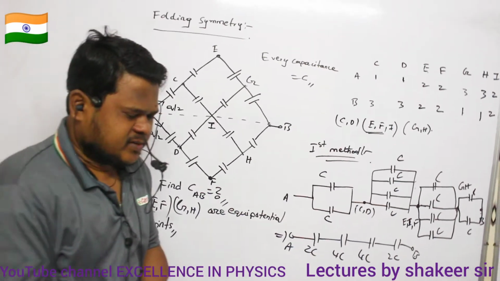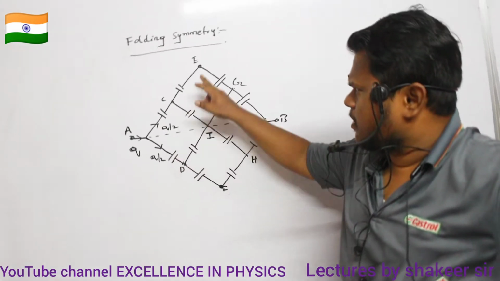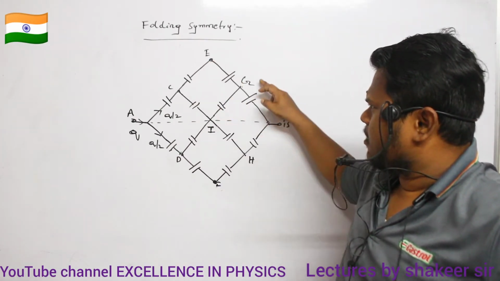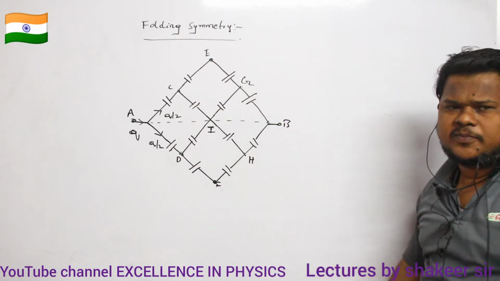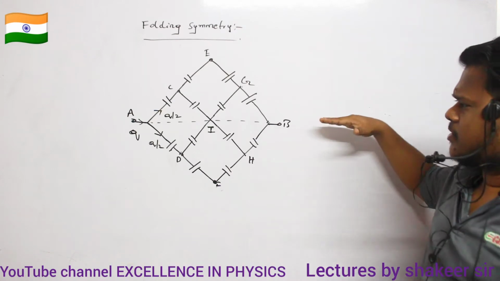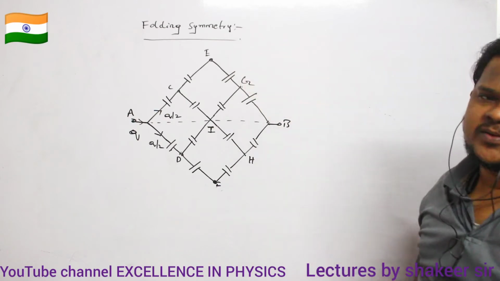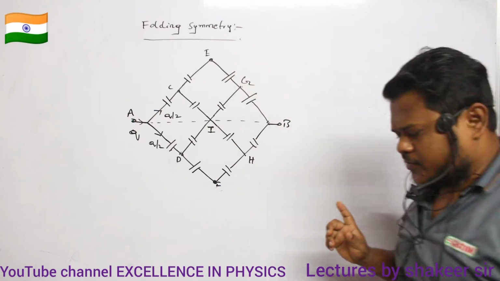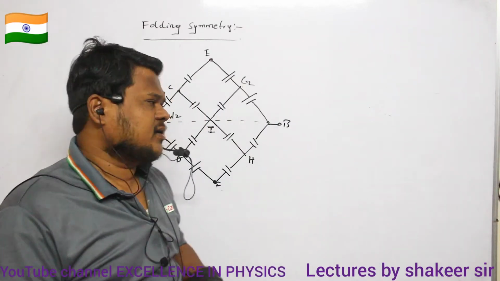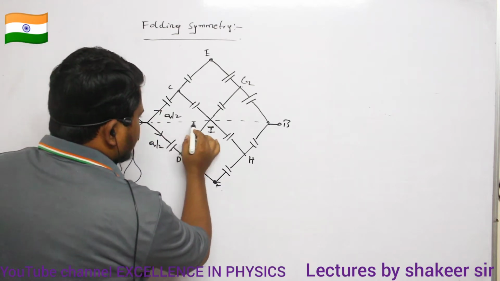Okay? First, make a note up to here. C comma D, E, I, and F, similarly G and H. These pairs are equipotential points, no? And here there is one symmetry. So just to fold this total circuit, place the lower part on the above circuit. Are you able to understand? So we are folding this circuit along which line? We are folding this circuit along this line AB.